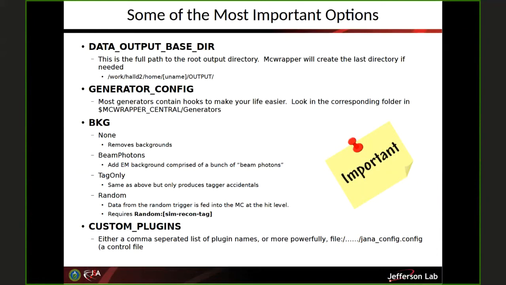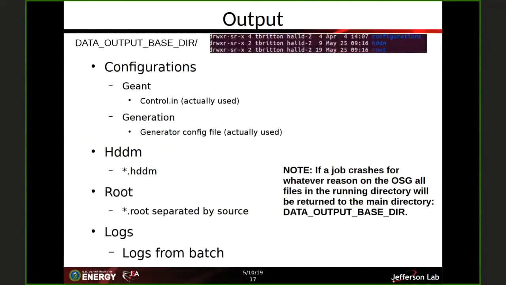And finally, you can either give a comma-separated list of plugin names, or more powerfully, as we've seen, you can make a config file for Jana that puts your extra cuts, your reaction filter, defines the reactions you're looking at, runs 6 different plugins, and gives all the options. That is my preferred way to run, but if you're just looking at some basic stuff, you don't have to do all of that.